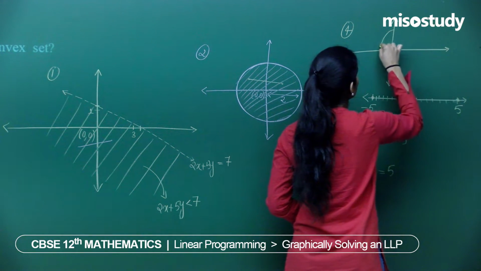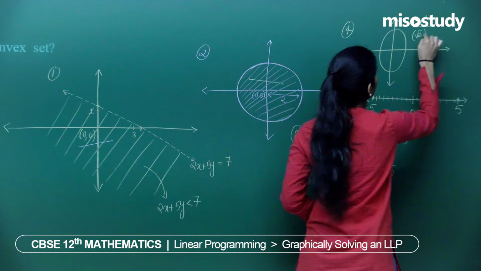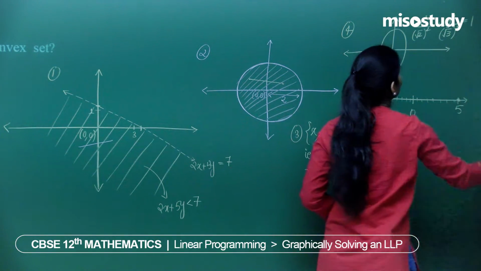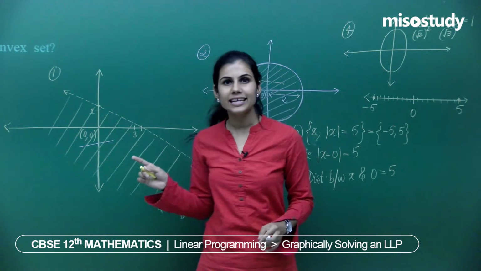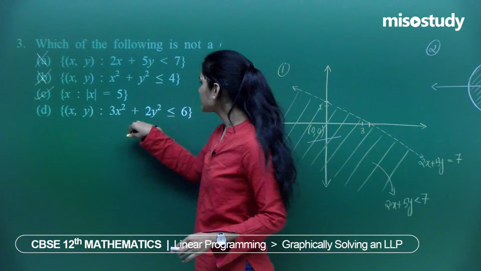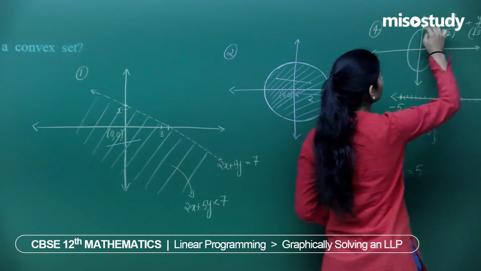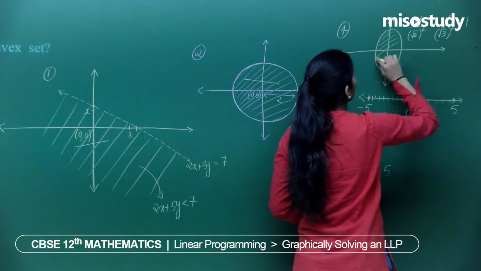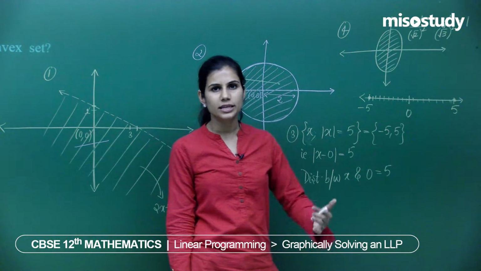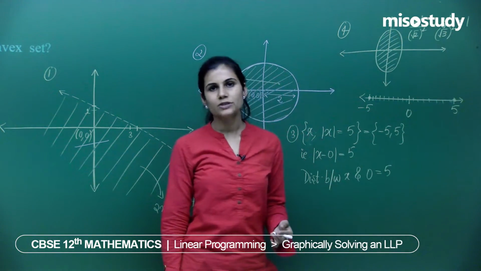an ellipse with major axis along y axis, x square upon root 2 square plus y square upon root 3 square equal to 1. I want less than equal to 1. If I bring 6 over here, this is 3x square upon 6 plus 2y square upon 6 less than equal to 1. Equal to 1 is satisfied by all the points on the boundary. Less than 1 is obviously satisfied by all the points inside the ellipse. Because when you put x equals 0 and y equals 0, you get 0 plus 0 is less than 1, which is true.